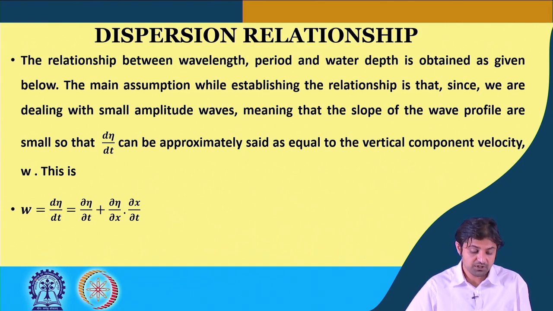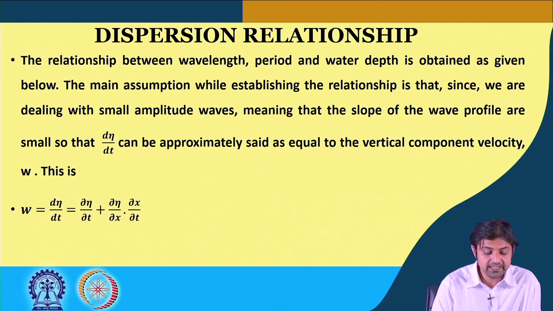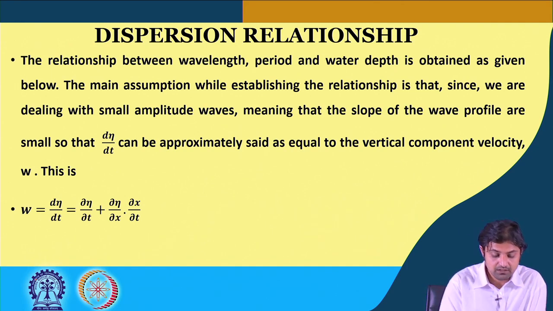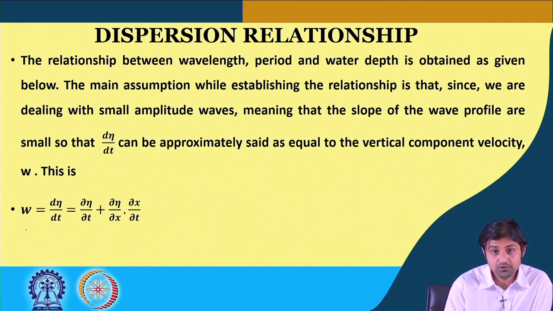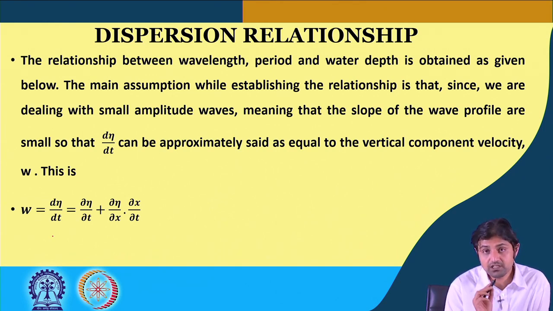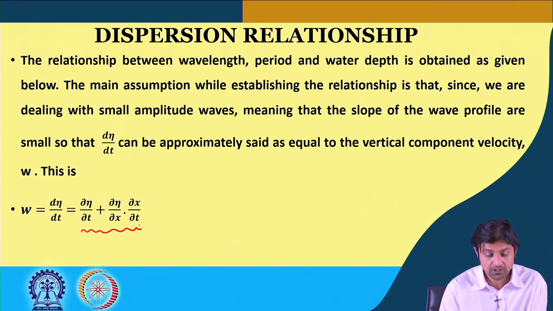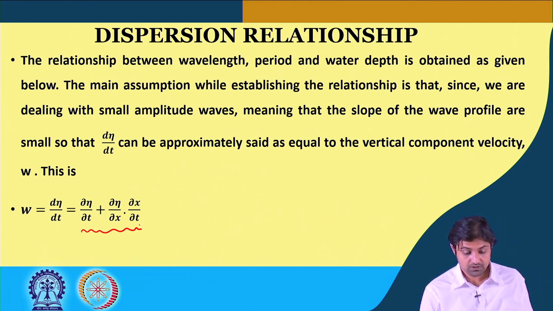So, w can be written as d eta by dt, or in differential form del eta by del t plus c. W is what? Del eta by del t, because that is the vertical velocity, correct, d eta by dt. So, if you apply total differentiation, it will be del eta by del t plus del eta by del x into del x by del t.